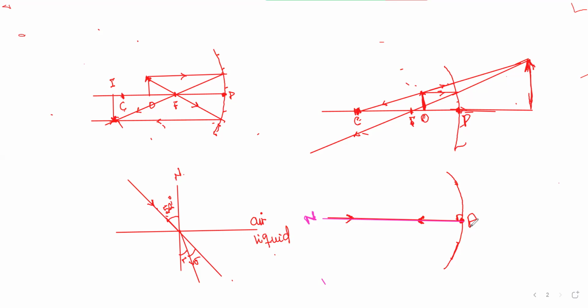So what's the angle between the reflected ray and the normal? It is 0. The 90 comes in when we are looking at the reflected ray and the mirror. But for the normal and the reflected ray, the angle is 0.